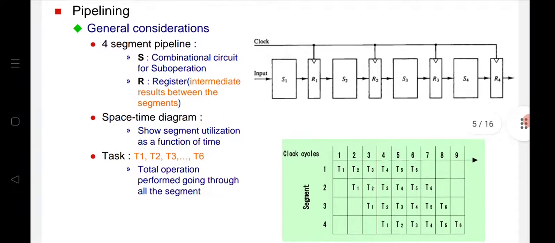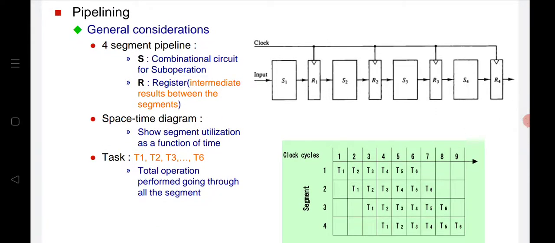Now let us consider this pipelining. Generally, whenever we go with the pipelining concept, the general consideration is a 4 segment pipeline. S is nothing but your combinational circuit for a sub operation. R is nothing but your registers, where we store the intermediate results between the segments.